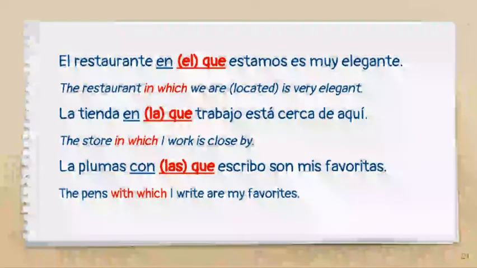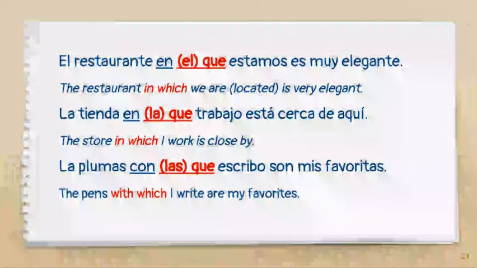These are some examples of how to say preposition and then use this phrase to say in which, for which, with which, etc. El restaurante en el que estamos es muy elegante. The restaurant in which we are located is very elegant. La tienda en la que trabajo está cerca de aquí. The store in which I work is close by. Or las plumas con las que escribo son mis favoritas. The pens with which I write are my favorites.